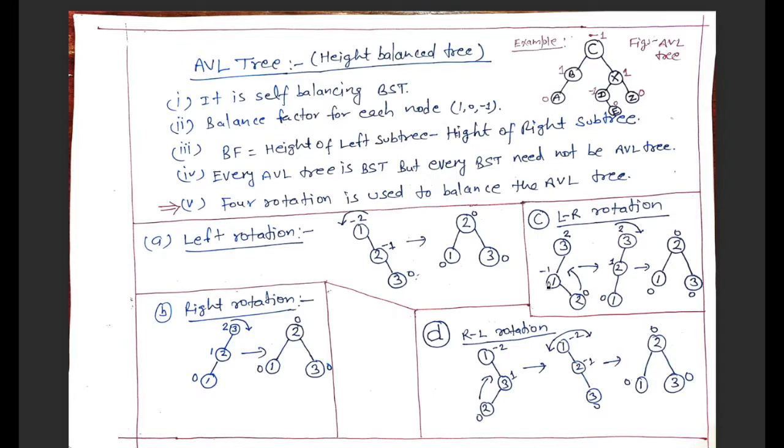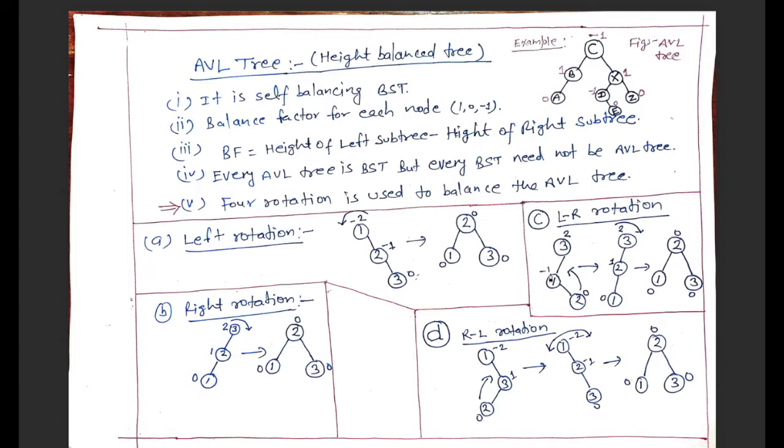For 2, 0; for 1, for this node, 0 minus 1, 1; for 3, 2 minus 0, 2. Okay, first apply the left rotation, this is the left rotation. After rotating this, 2 has reached here and 1 is here, right? Again apply the right rotation. Okay, when you apply the right rotation, you can see you are getting this tree, and this tree is the balanced tree.